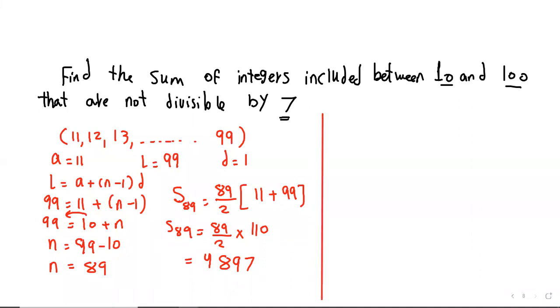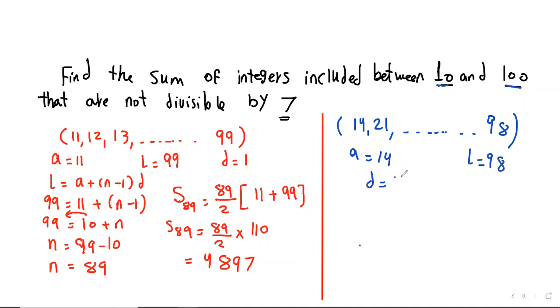Then we want to find the sequence of integers between 10 and 100 which are divisible by 7. All terms are divisible by 7. So the first term after 10 divisible by 7 is 14, then 21, then the last term before 100 which is divisible by 7 is 98. 98 is divisible by 7. So here we have A equals 14, L equals 98, and D equals 7.